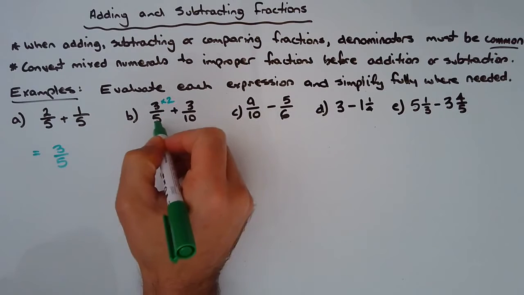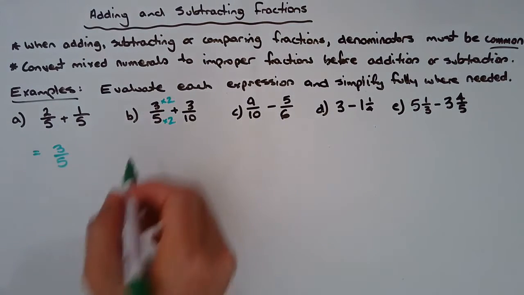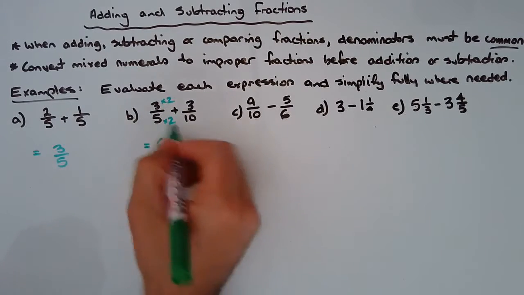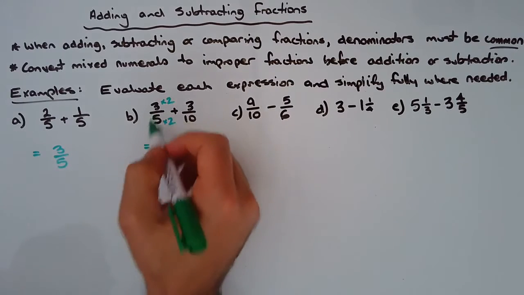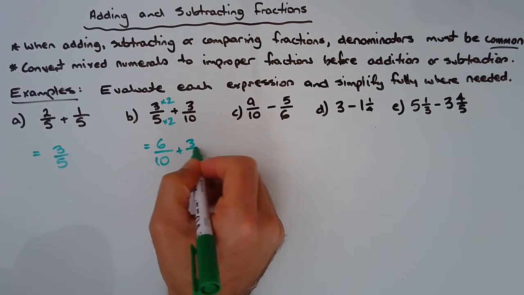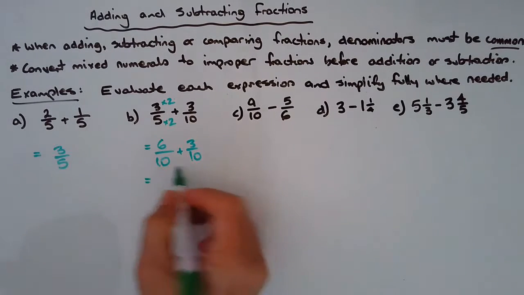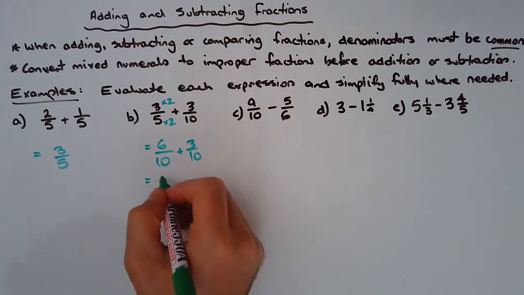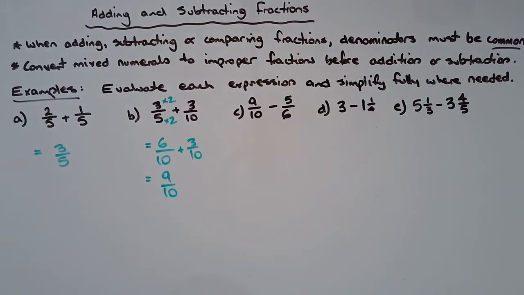So let's multiply the first fraction by 2 over 2, top and bottom by 2. And let's evaluate that. 3 times 2 is 6. 5 times 2 is 10. So that's the equivalent fraction. 6 over 10 is equivalent to 3 over 5. The second fraction, we don't have to do anything to it. Now, denominators are identical, they're common. We can just add the numerators together. So that's going to be 9 over 10. Again, we can't simplify this any further, so we just leave the answer as is.